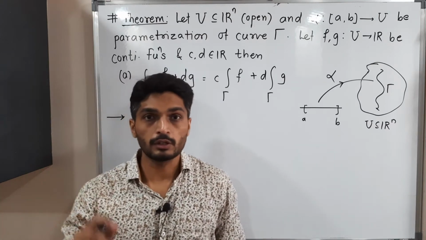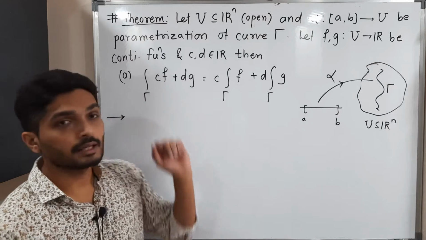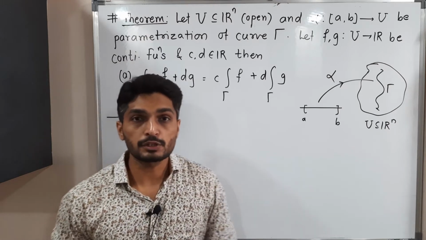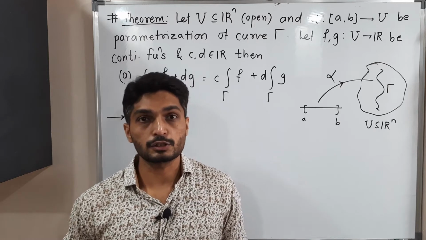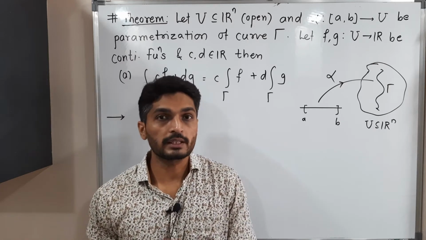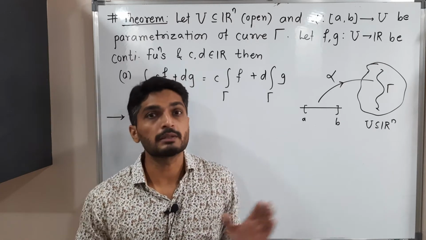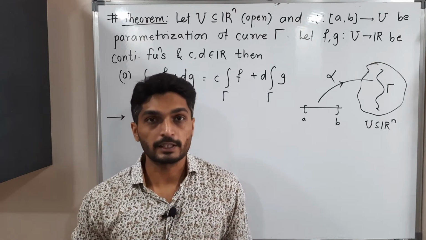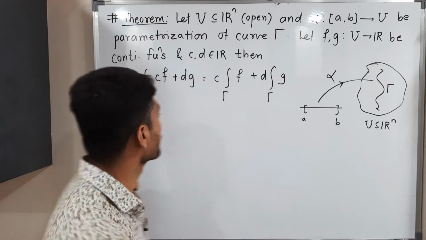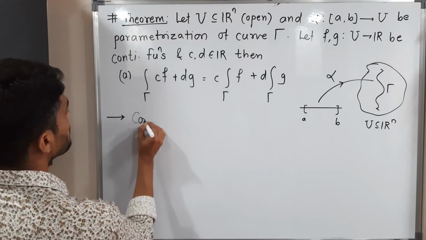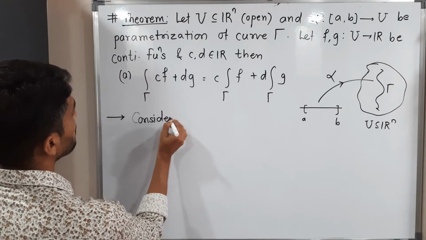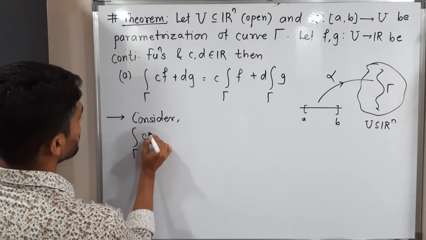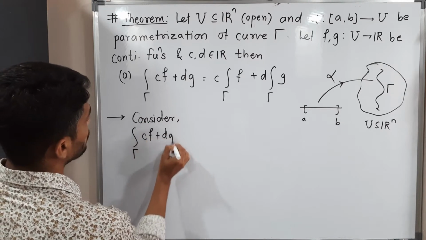Integration over gamma of cf plus dg is equal to, you know that when addition is there, we take separate integrations. If there are any constants, we take them outside. So the same thing is here, but we have to prove it using our definition of the integral. So let us start to do it. I will start with the left hand side. Consider integration over gamma of cf plus dg.